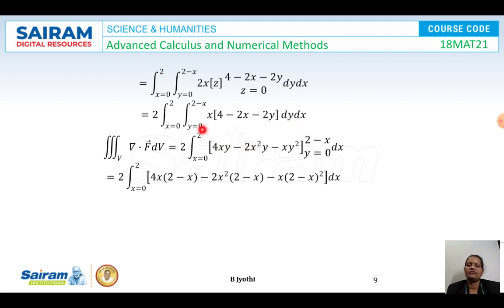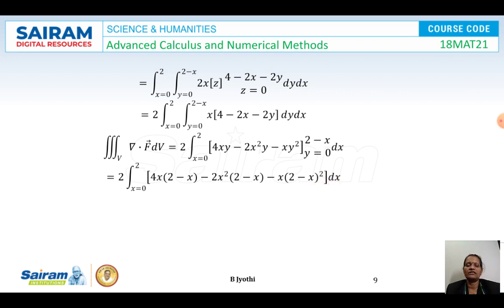Next, again we will integrate this with respect to y. We get 4xy minus 2x square y minus 2xy square divided by 2. This 2 and 2 cancel, we get only xy square, where y is 0 to 2 minus x, into dx. So on simplification, on substitution of y as 2 minus x, we get 4x times (2 minus x) minus 2x square times (2 minus x) minus x times (2 minus x) the whole square into dx.